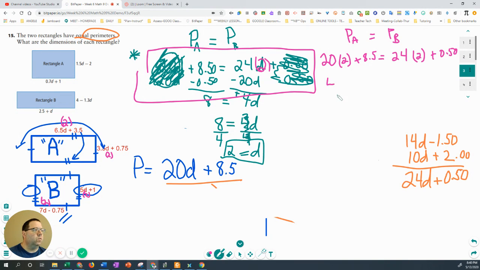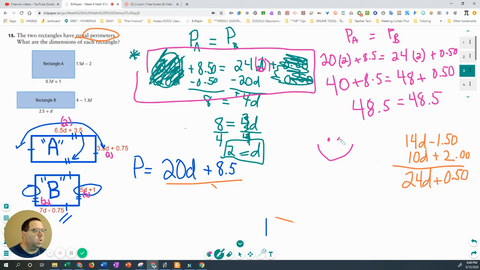20 times 2, 40. Plus 8.5. Boy, my paper is getting laggy, and it's like at night. And this is 2 times 24, which is equal to 48 plus 50. Holy mackerel, I think I'm about to be very happy. 48.5 is equal to 48.5. And yes, ladies and gentlemen, I am very happy. This is a yay.